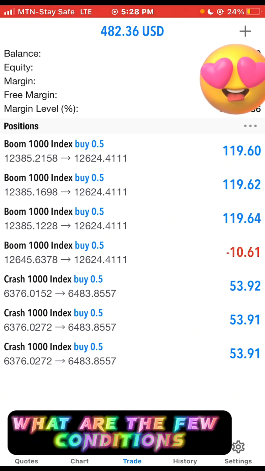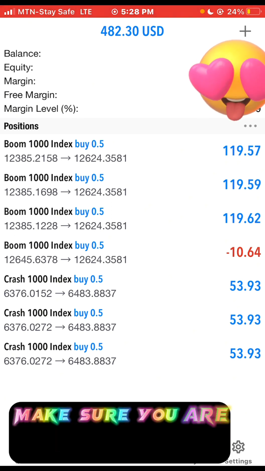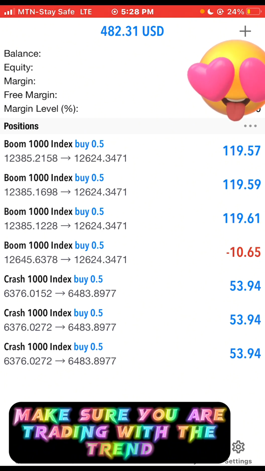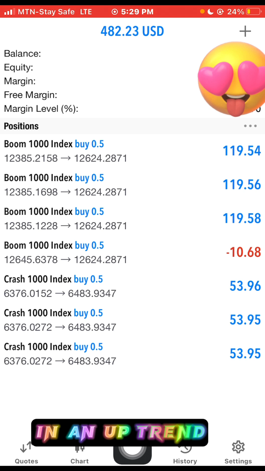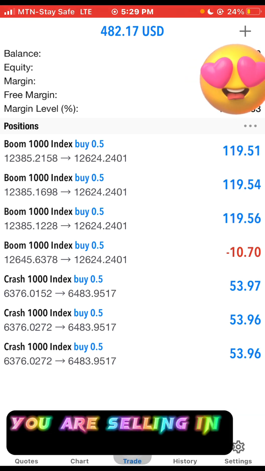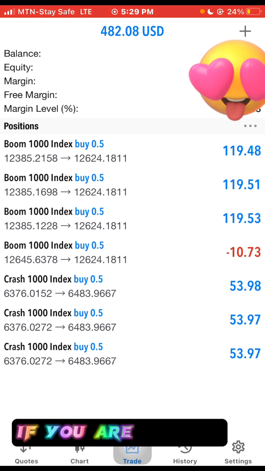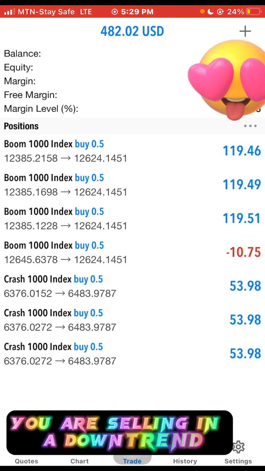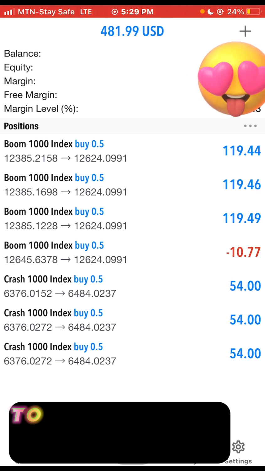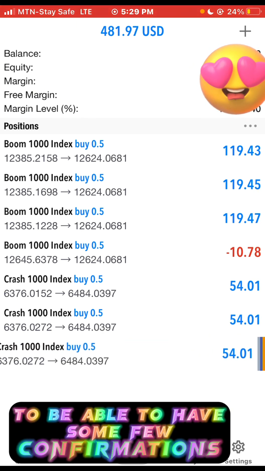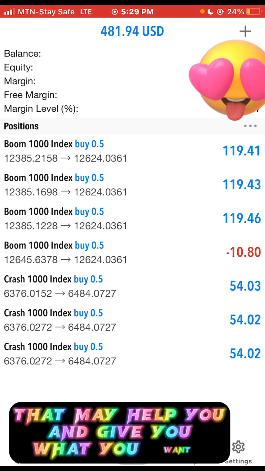What are the few conditions? The few conditions on this strategy are just trend. Make sure you are trading with the trend. If you are buying, you are buying in an uptrend. If you are selling, you are selling in a downtrend. That's the only thing you need from the market to have some confirmations that may help you and give you what you want.